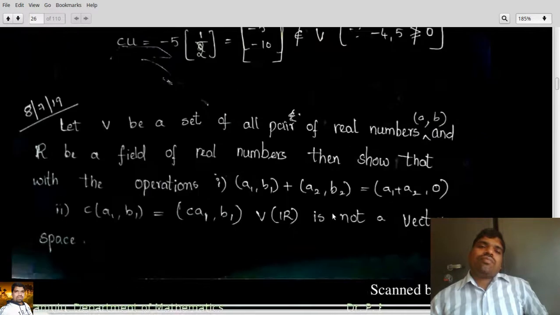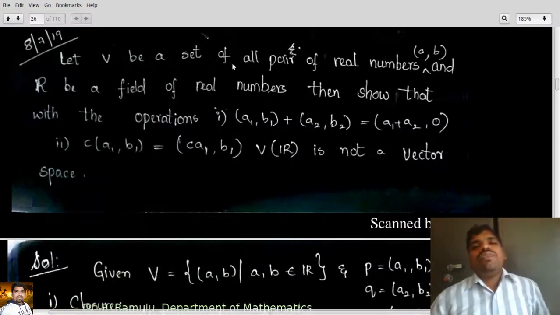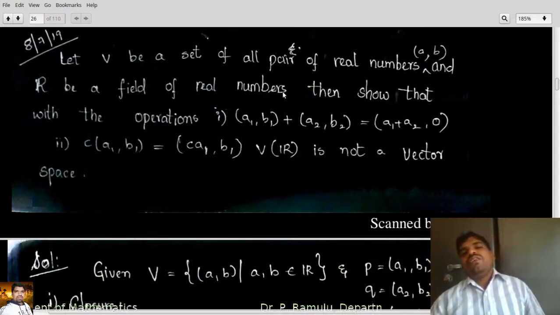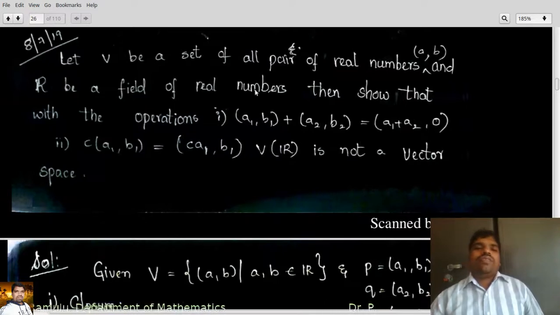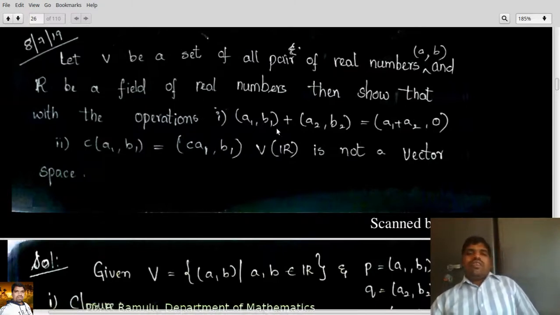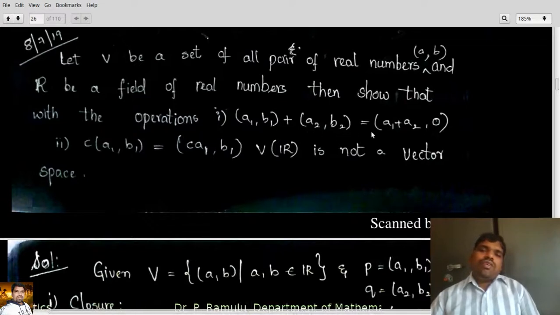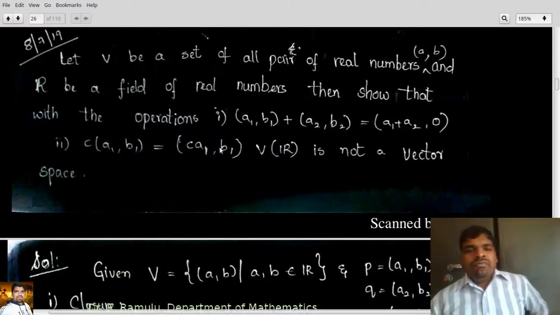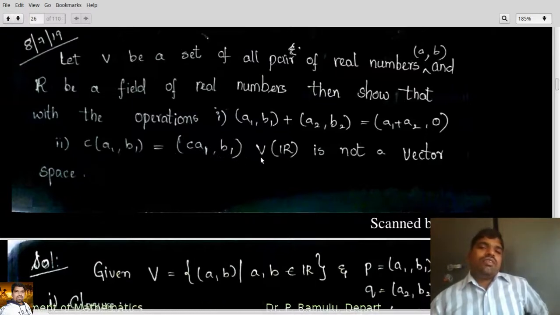So, let V be the set of all pairs of real numbers (a, b) and R be the field of real numbers. Then show that with the operations (a1, b1) plus (a2, b2) equal to (a1 plus a2, 0), and second, c times (a1, b1) equal to (c a1, b1), V over R is not a vector space. We want to prove that this set is not a vector space over the field R.